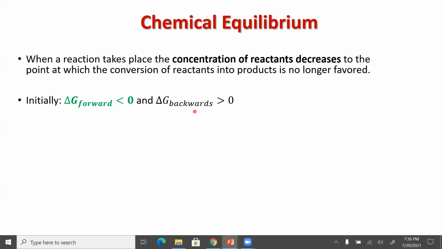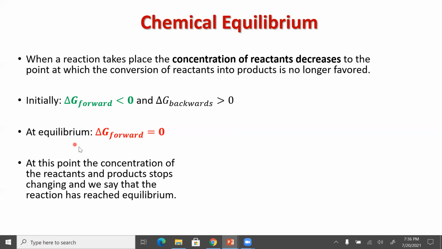But as the reaction progresses, the negative values are going to become closer and closer to zero, and the positive values are going to become closer and closer to zero until eventually we get to a free energy value of exactly zero. And then we say that the reaction is at equilibrium.